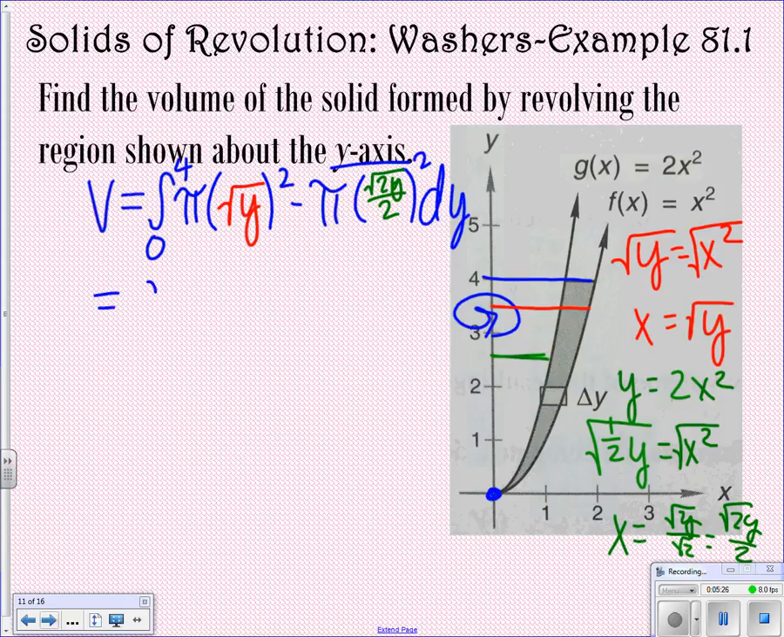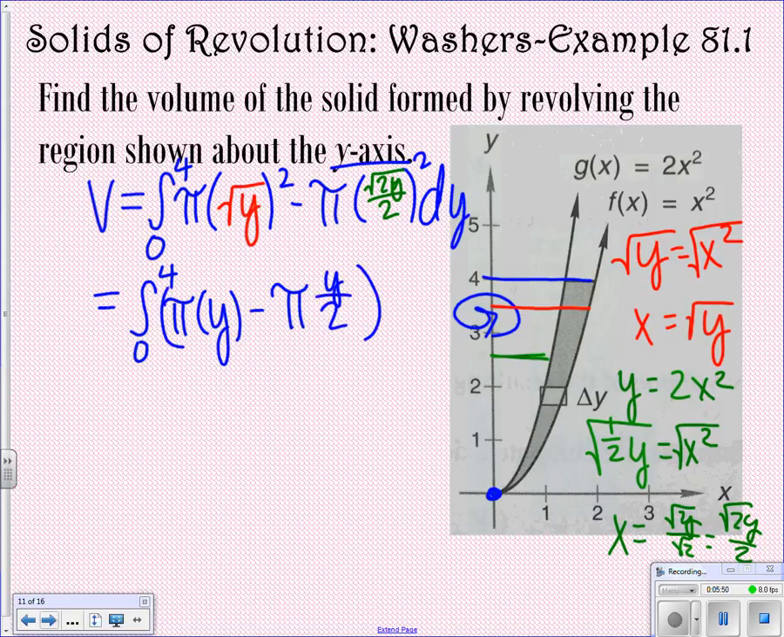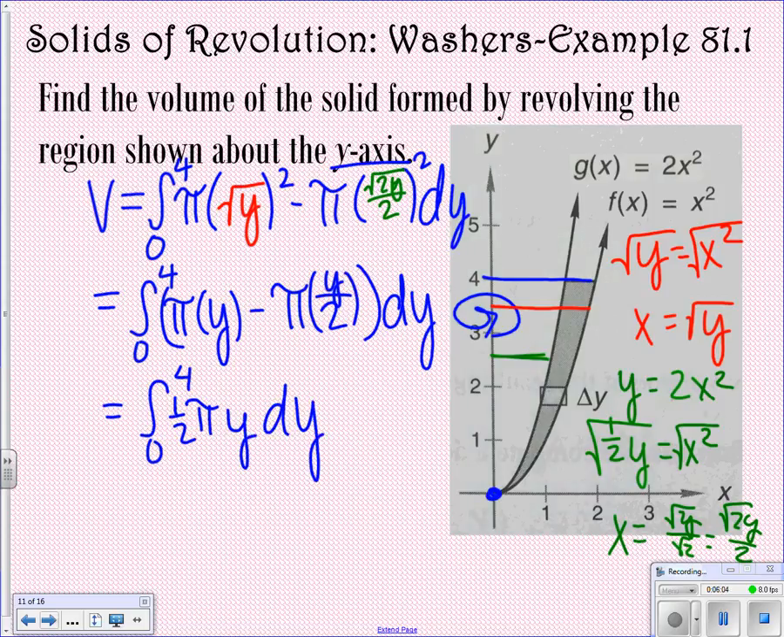And so now we're going to simplify it just a little bit. We're integrating from 0 to 4 pi of y, because the square root of y squared is just y. And then we have minus pi, and the square root of 2y squared is going to be just 2y, and then 2 squared is 4. So 2y over 2 is just y over 2, with respect to y. Now we can go ahead and combine those two terms. Y minus y over 2 is just 1/2 y. So now we can integrate that, pretty straightforward.